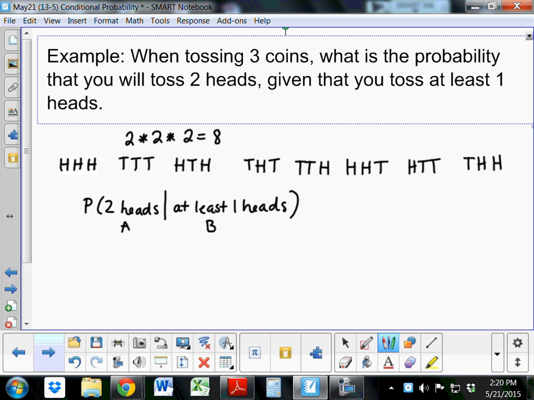So you just told me I'm supposed to find the probability of A and B, and then I'm supposed to divide by the probability of B, and that will get me my overall probability. So I need to know the probability of being in both categories, and then the probability of being in just the second category, and I need to divide.